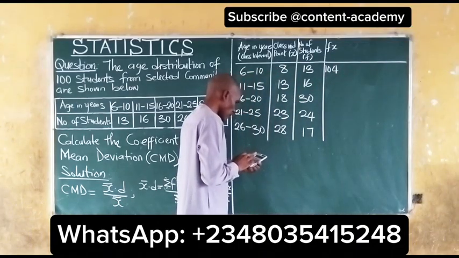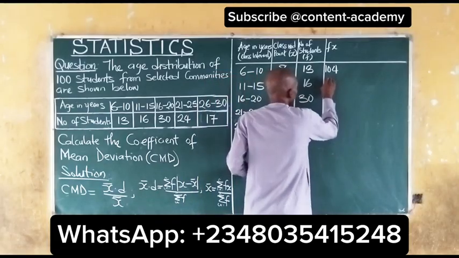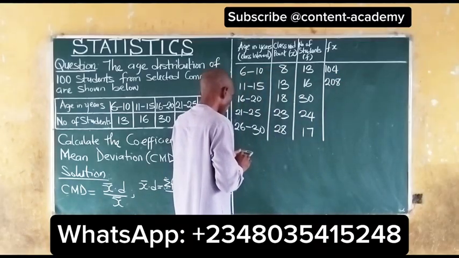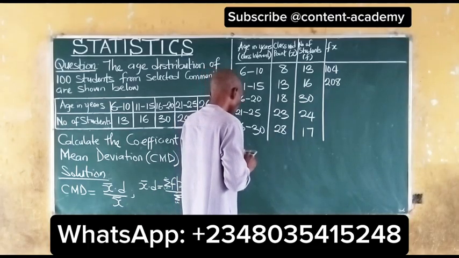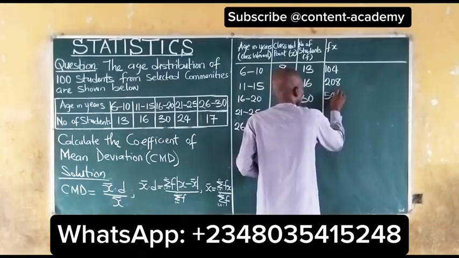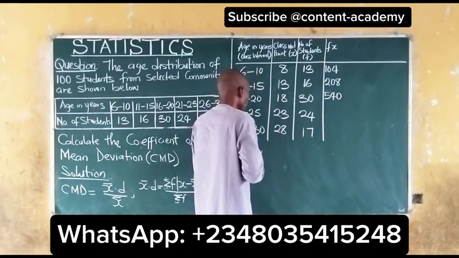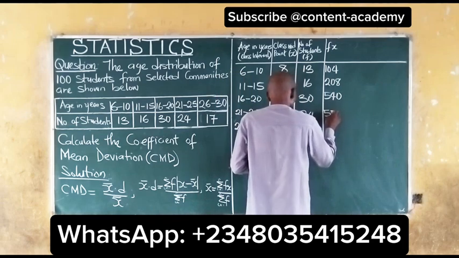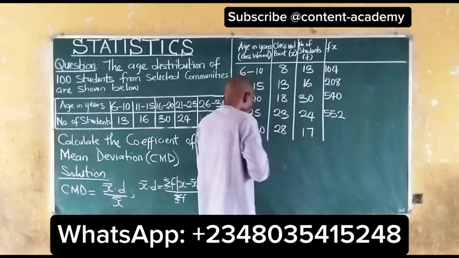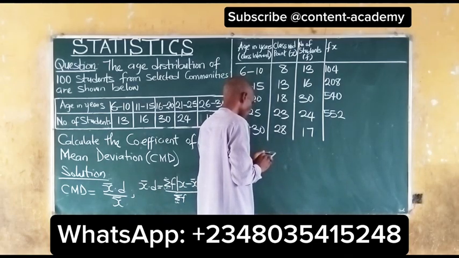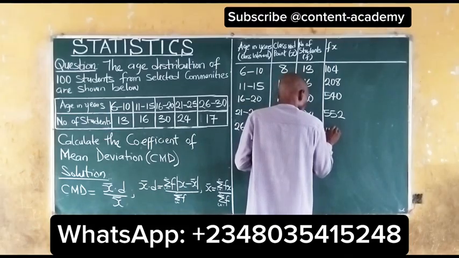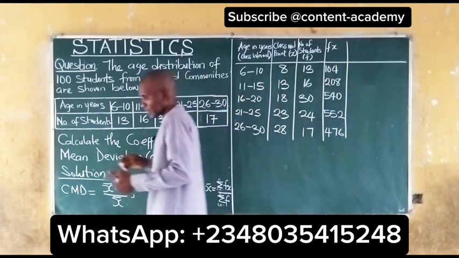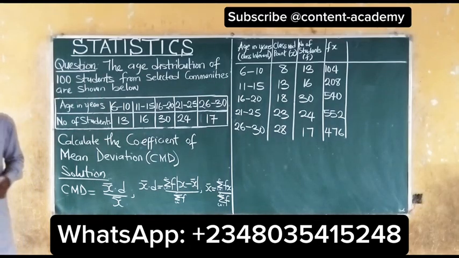13 multiplied by 16 is 208. We also have 18 multiplied by 30, which is 540. We have 23 multiplied by 24, which is 552. And we have 28 multiplied by 17, which is 476. The next thing we'll calculate is our x minus x bar.